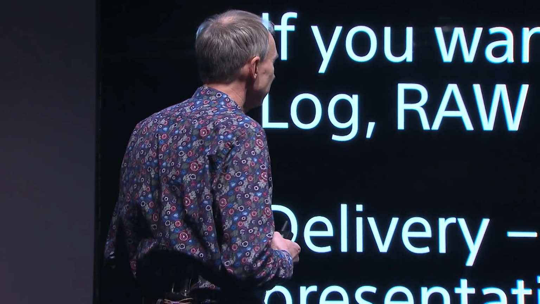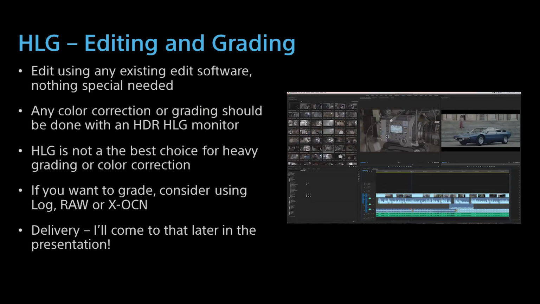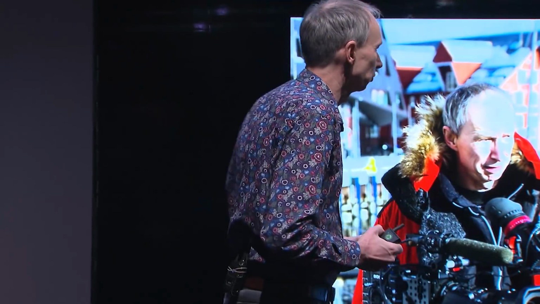Now, looking at the post-production side of things, how do we work with this? Well, it's actually really easy. You just edit it in your existing edit platform. You don't need to change anything. The edit platform just sees it as a video clip, so you just edit it, export it, and then you'll have a file in hybrid log gamma. I will come on to the delivery and export side of things in a little bit more detail later on.